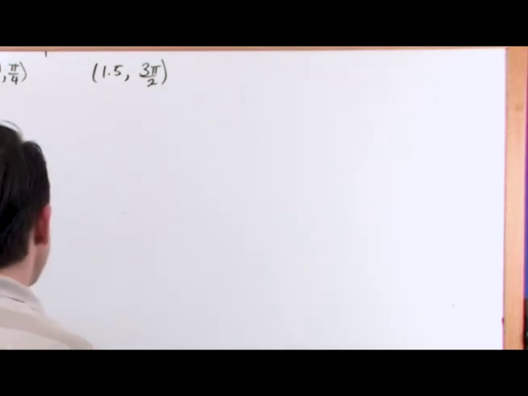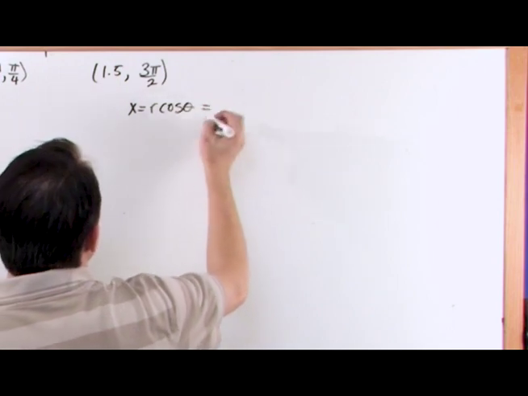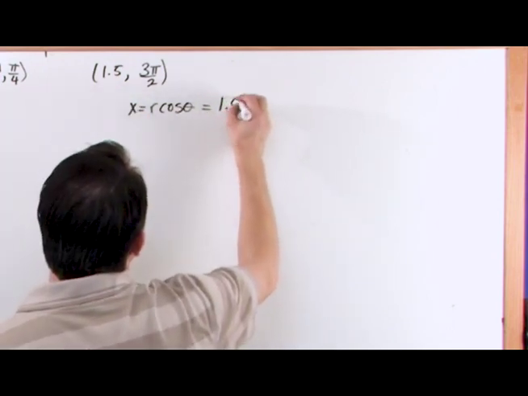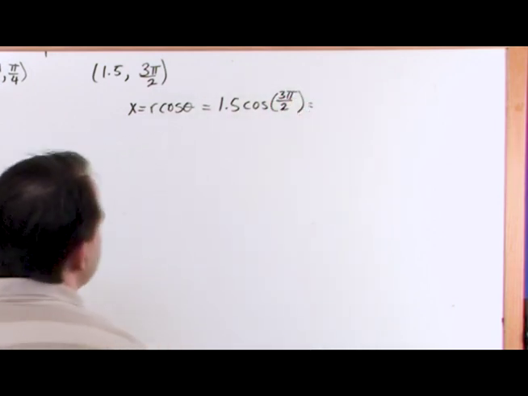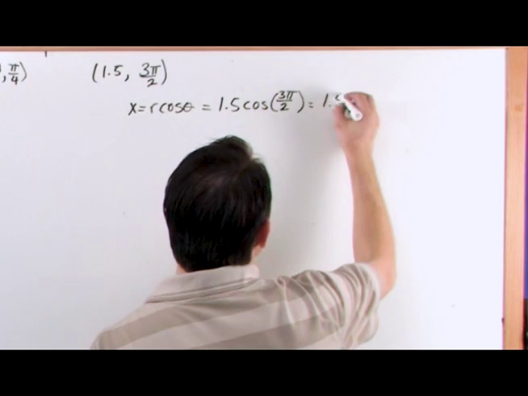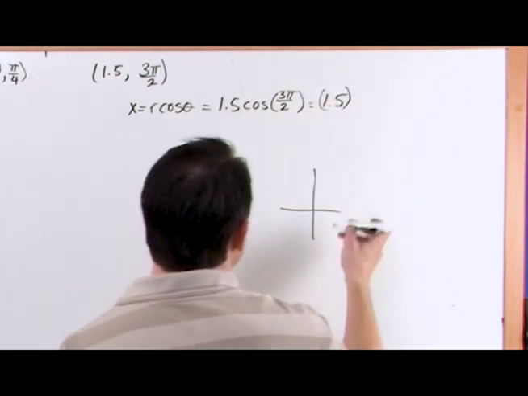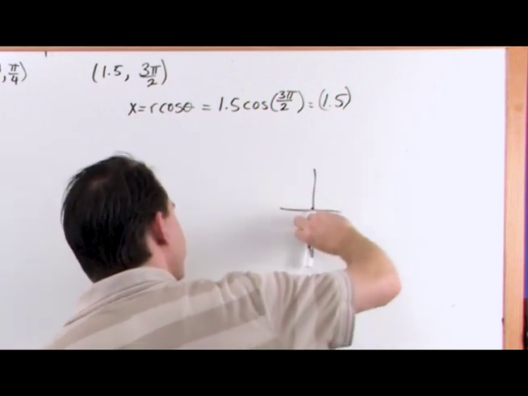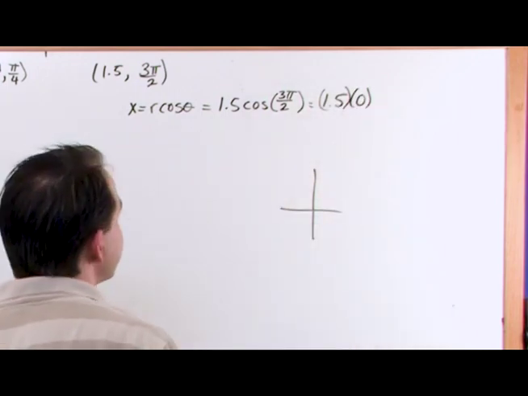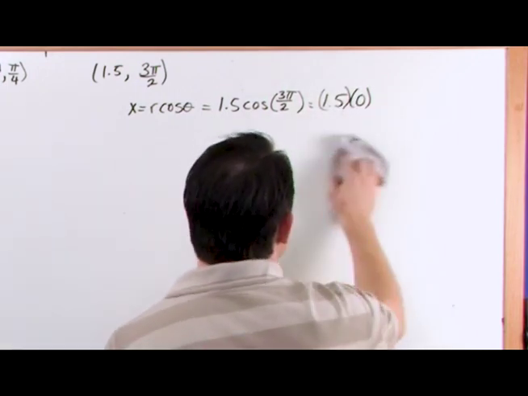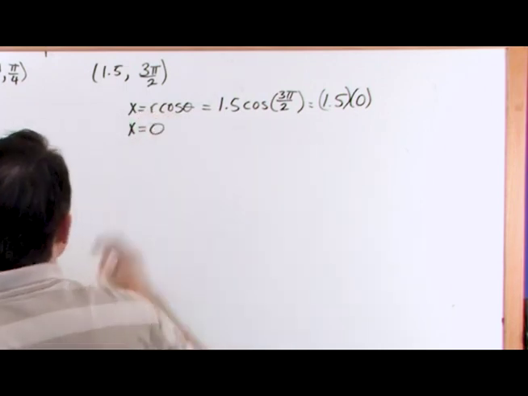Well, x is equal to r cosine of theta, which is 1.5 times cosine of 3 pi over 2. Okay? What is the cosine of 3 pi over 2? Well, if this is your coordinate system, this is pi over 2, 2 pi over 2, 3 pi over 2. So the cosine of that is 0 because it lies along the x-axis, right? So obviously x is going to be equal to 0.